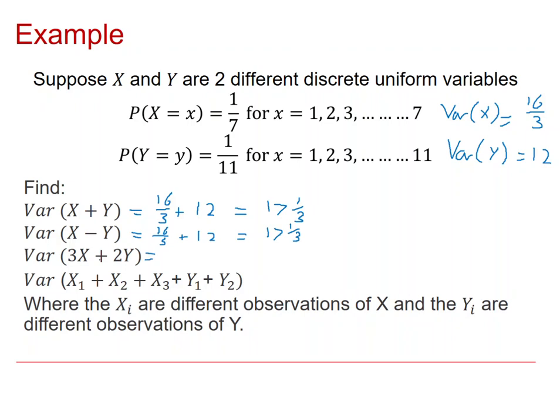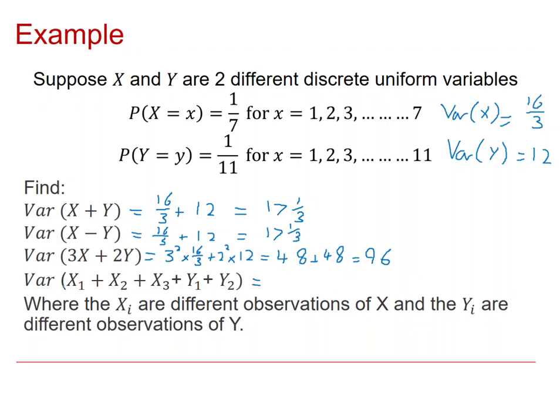When we multiply by a number, we have to remember to square that number, so it will be 3 squared times 16 over 3 plus 2 squared times 12. And this is going to give us effectively 3 times 16, which is 48, plus 4 times 12, which is also 48, which gives us 96.